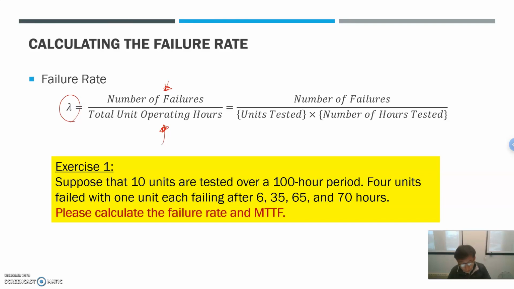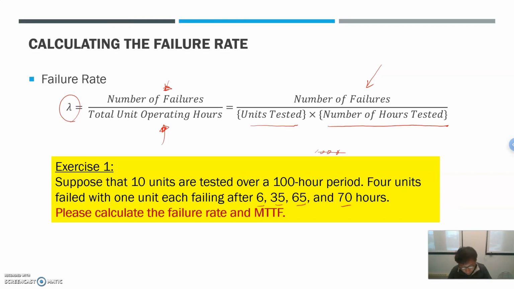If you break it down, the denominator is units tested multiplied by number of hours tested. The numerator is number of failures. So this formula doesn't quite capture how you exactly calculate the lambda. Therefore, we need an example here. So we are testing 10 units. Ideally, if nothing fails within a 100-hour period, the total hours we tested is going to be 1,000 hours. However, that is not the case, because 4 units will fail.